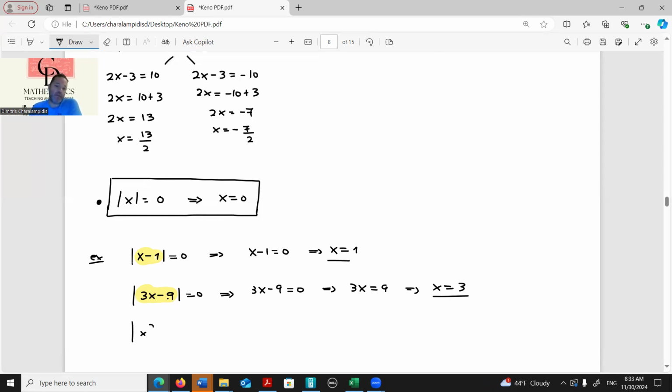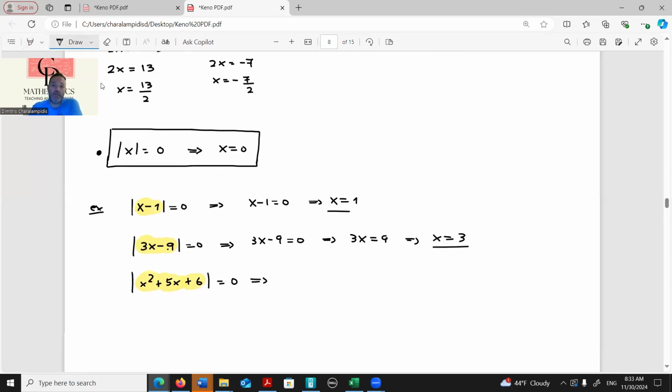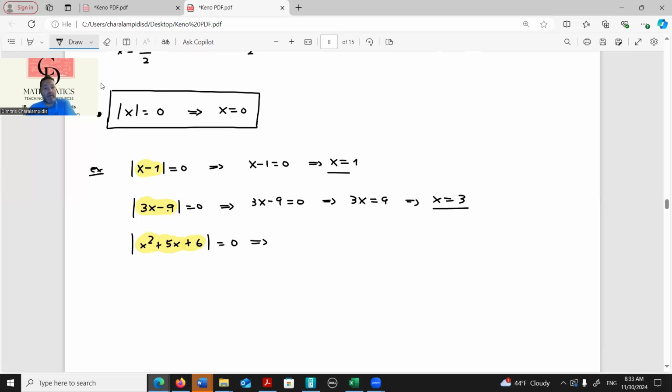Absolute value of x squared plus 5x plus 6 equals 0. Once again, regardless of the expression inside the absolute value, once we're given that the absolute value of something equals 0, the only solution can be found by taking that something and making it equal to 0. So x squared plus 5x plus 6 equals 0.